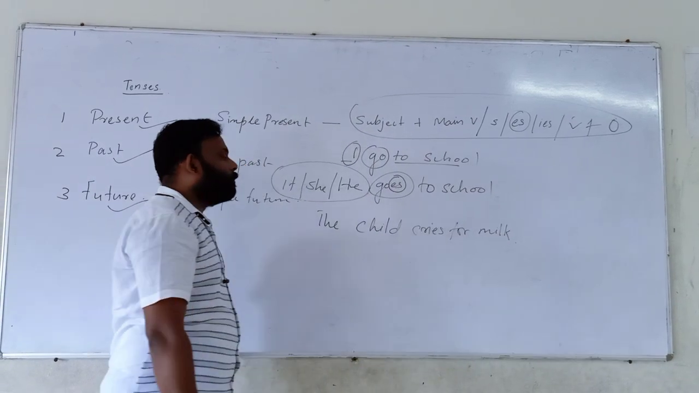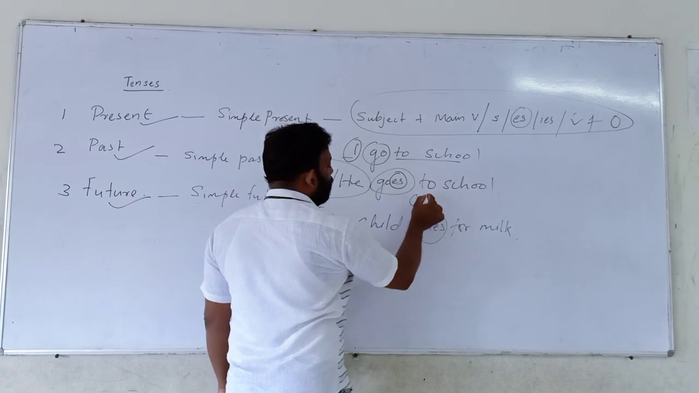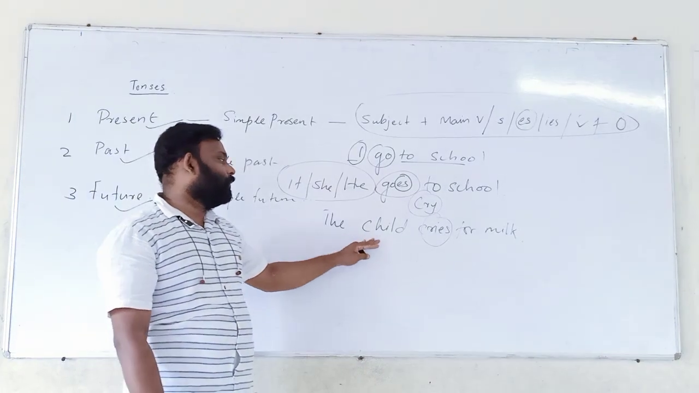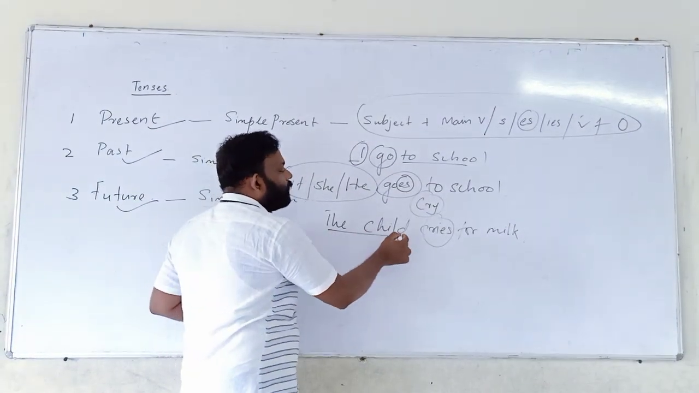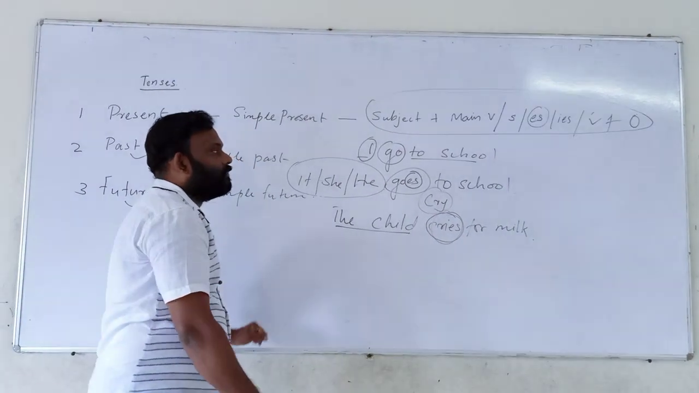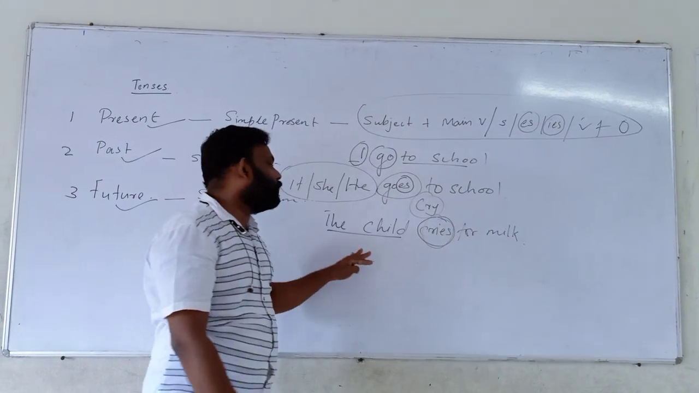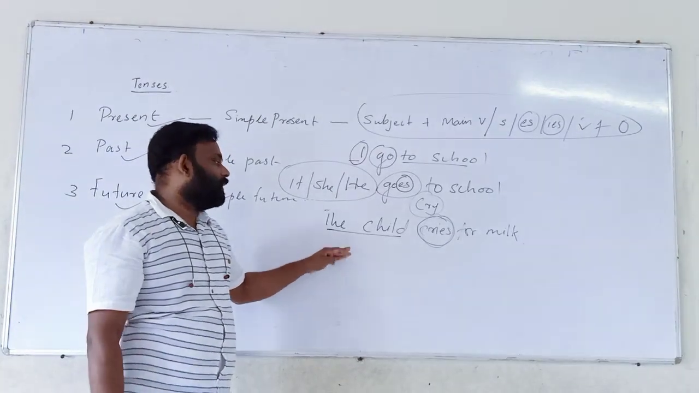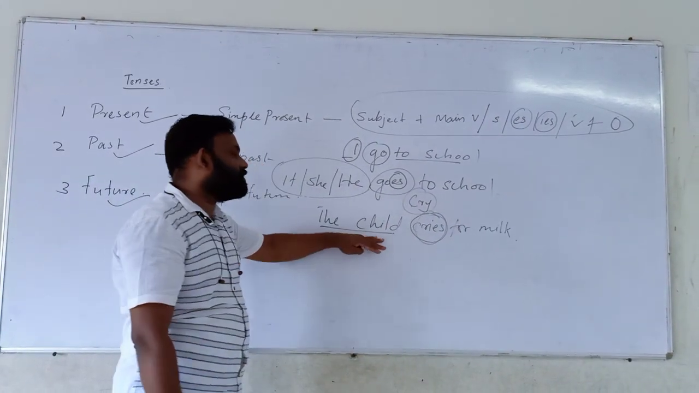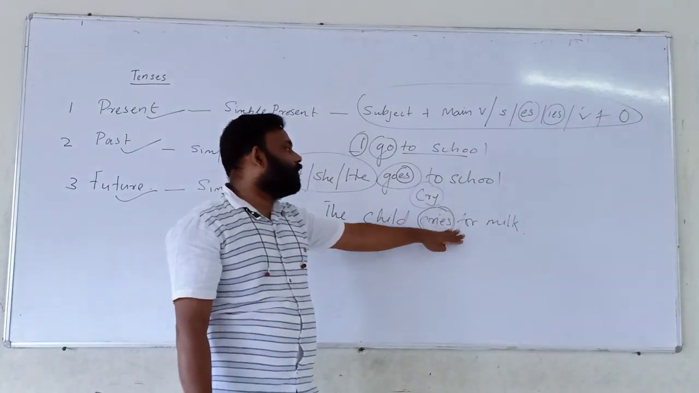The child cries for milk. The main verb cry, we know, is cry. But when we use this in the simple present tense, we should use it with the singular verb. So the child cries, it changes into cries. That is what we already mentioned here: the ies form of the verb is also used in the simple present tense. If it is the word children, then it should be cry, but when it is child, the subject is singular, so the verb must be singular. The child cries for milk.